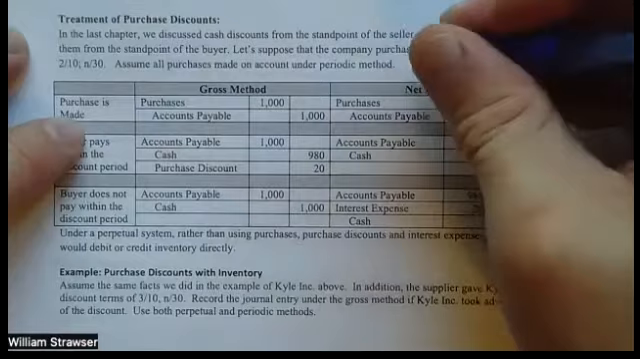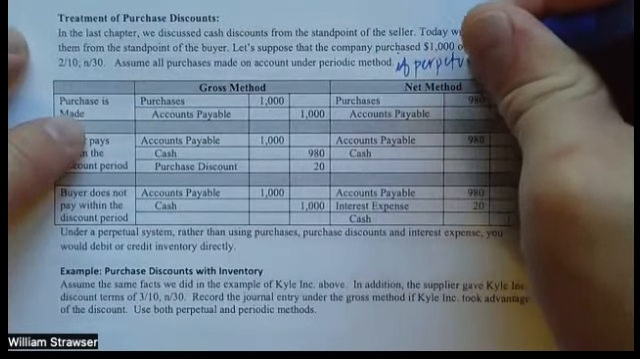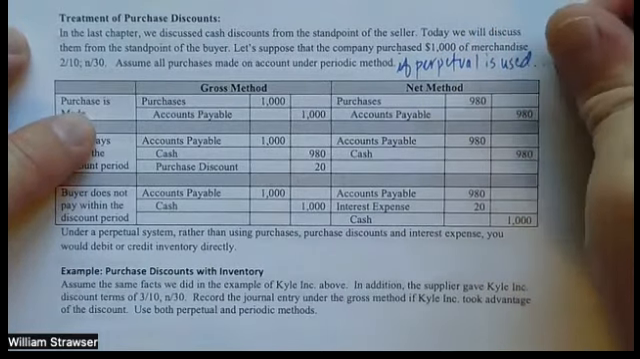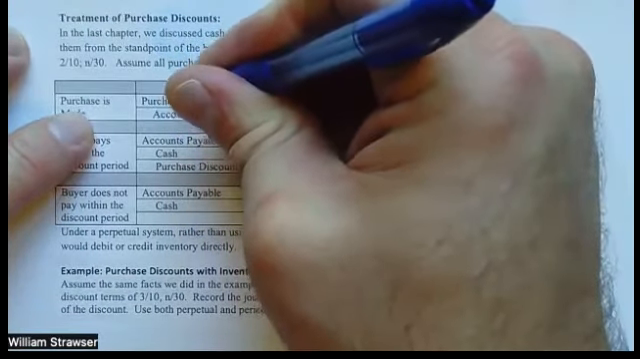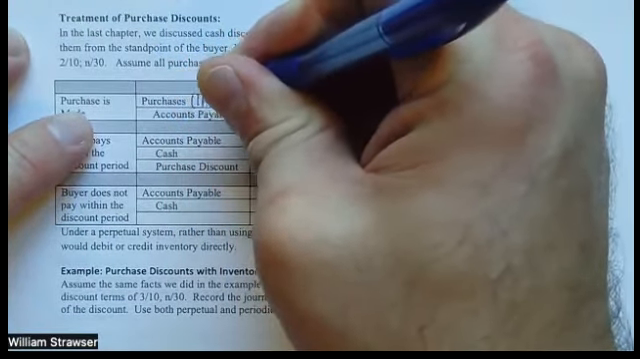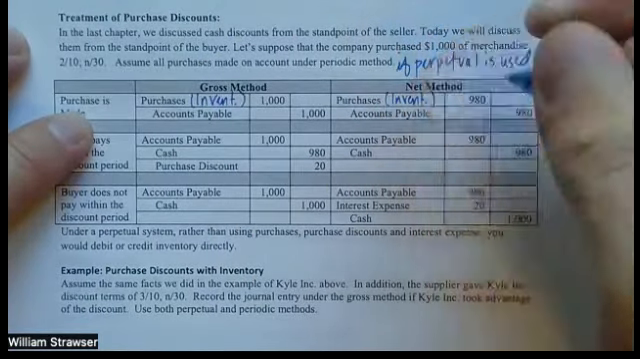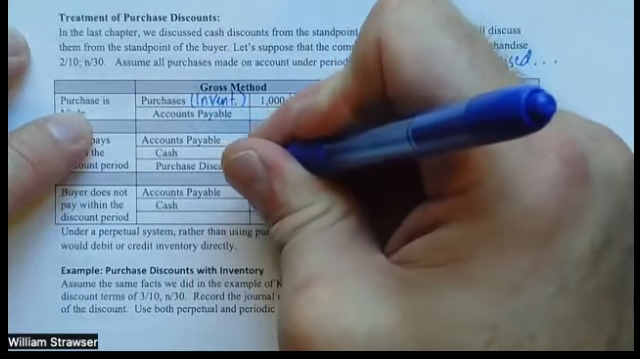Understand that if perpetual is used, then what happens is this gets replaced with, and I'm going to put it in blue, inventory. Purchase discounts get replaced with inventory.